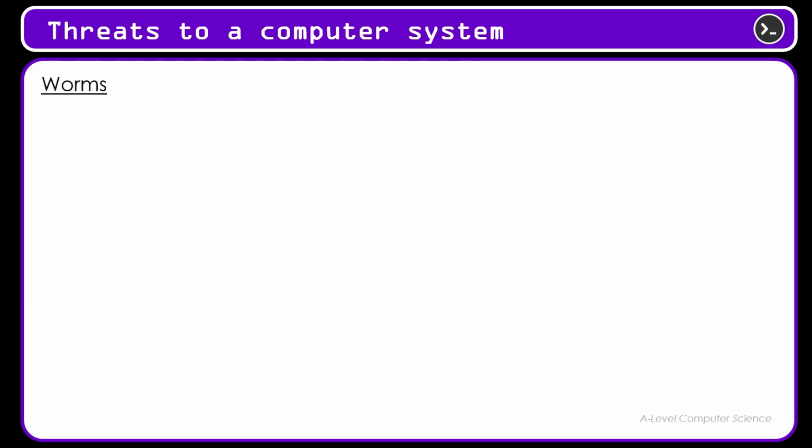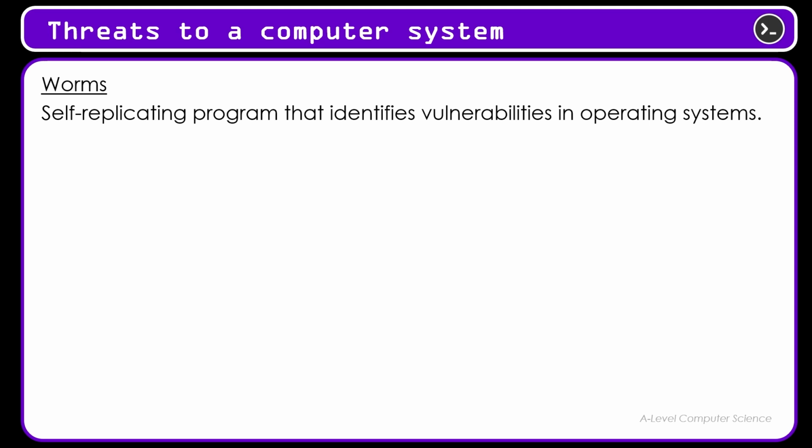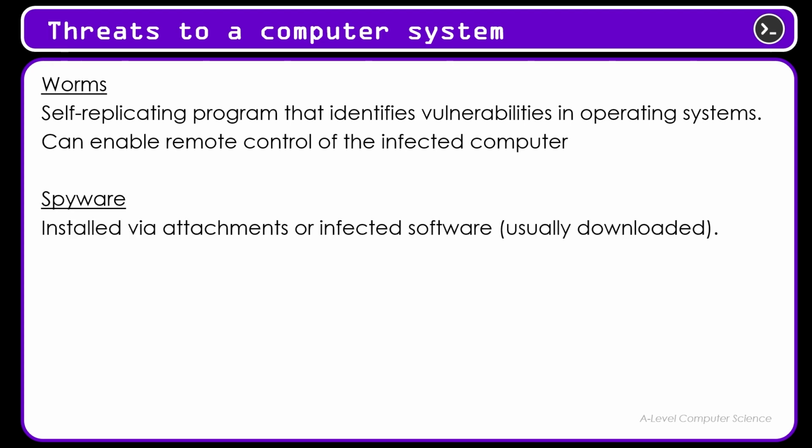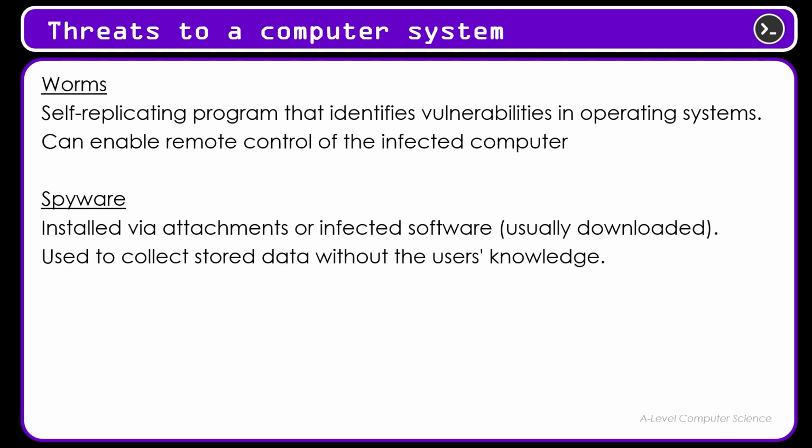Some examples of threats are worms. This is a self-replicating program that identifies vulnerabilities in an operating system, and it can enable remote control of an infected computer. Spyware is installed via attachments or infected software that's usually downloaded, and this is used to collect stored data without the user's knowledge.